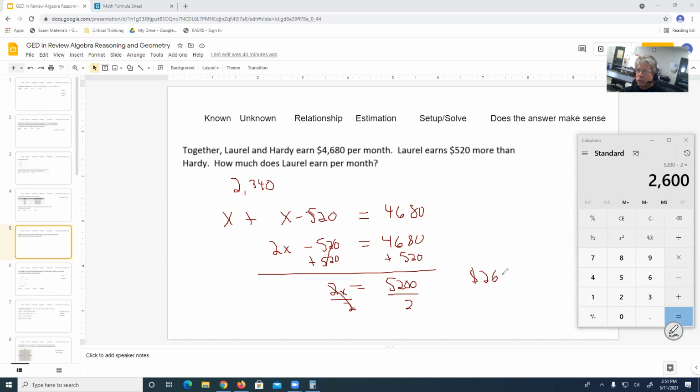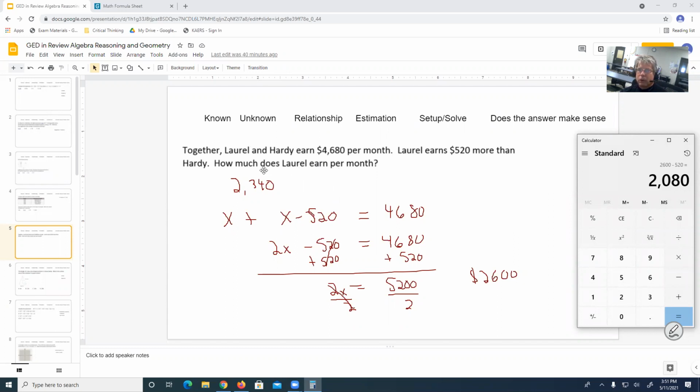That's how much Laurel made. And if you subtract 520 from that, since Hardy earned less, that would give me 2,080. And together, if you add those together, that should be 4,680. So that problem comes together in that sense.